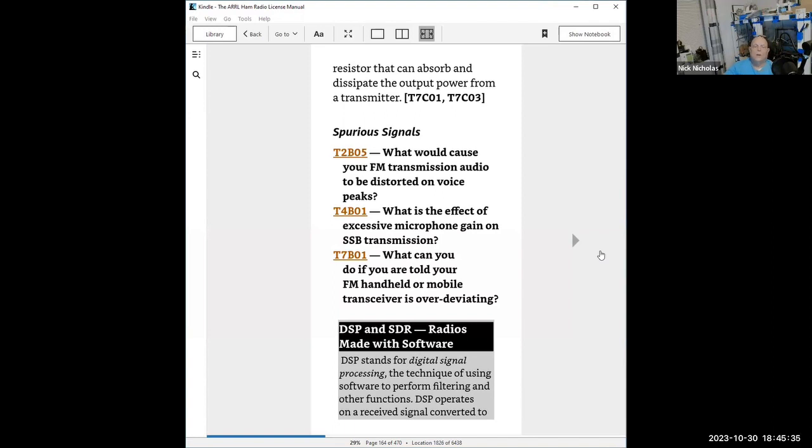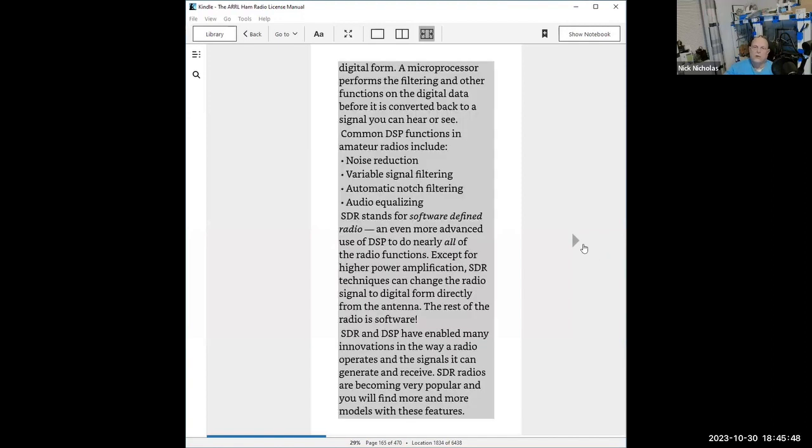DSP and SDR radios. SDR stands for software defined radio. DSP stands for digital signal processing. I'm going to cover those two things real quick for you. Both of them, by the way, involve a microprocessor or a microcontroller.